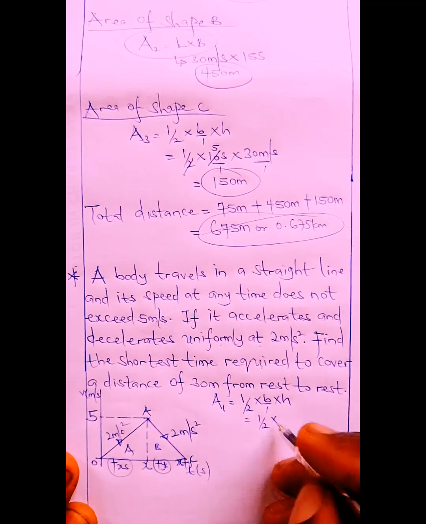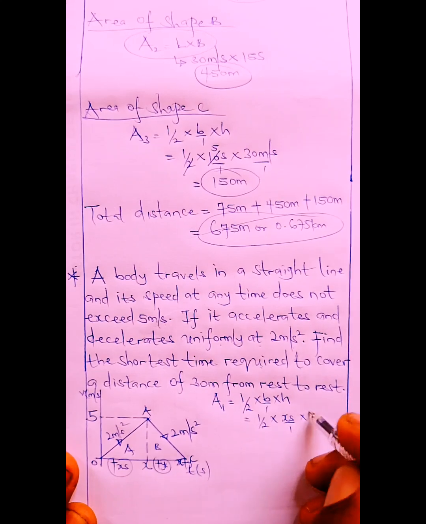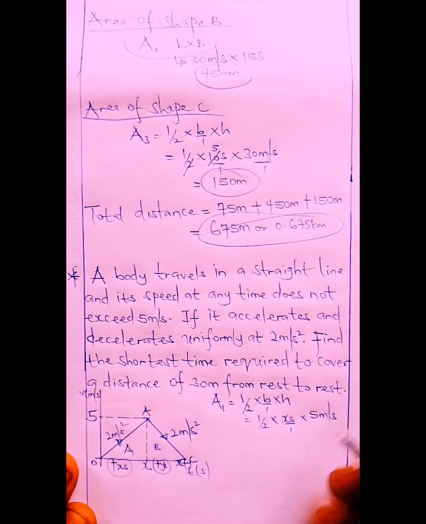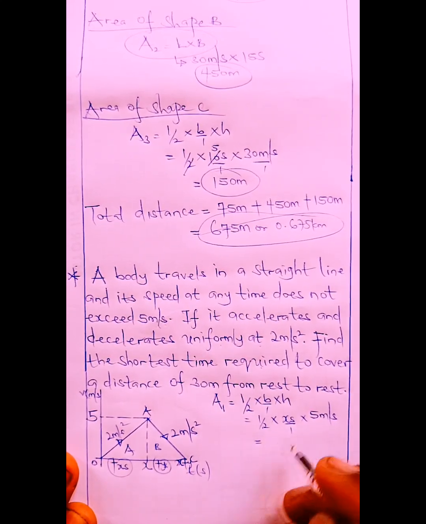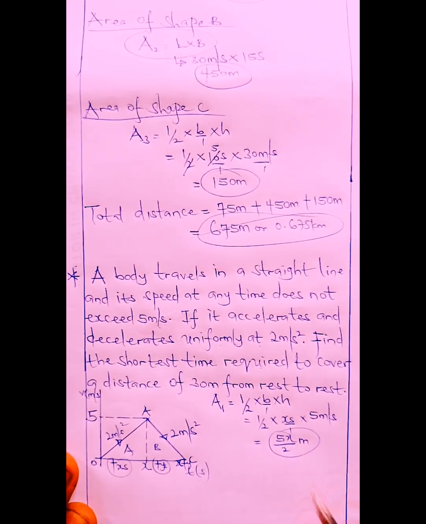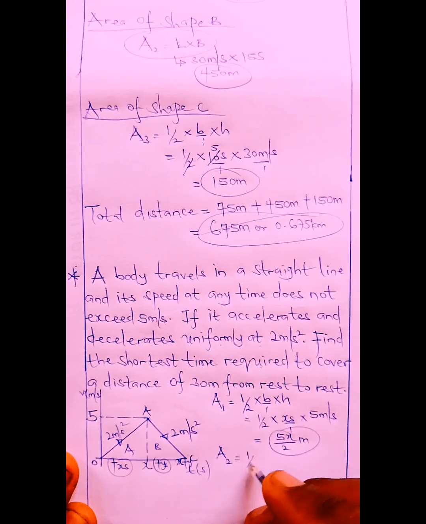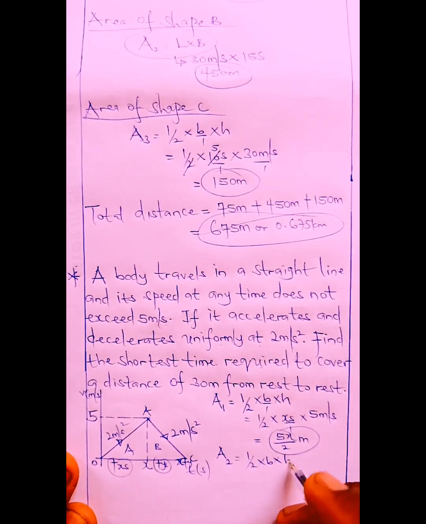The base is x seconds. We assume that it's x seconds, we are not told. The height is 5 meter per second, because that's the highest height. So what do we have? It is 5x over 2 meter. That's what we have. So next, area 2 is also half times base times height.